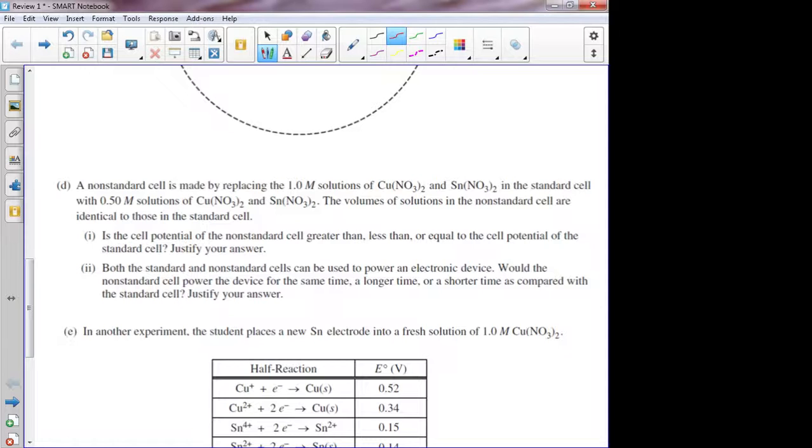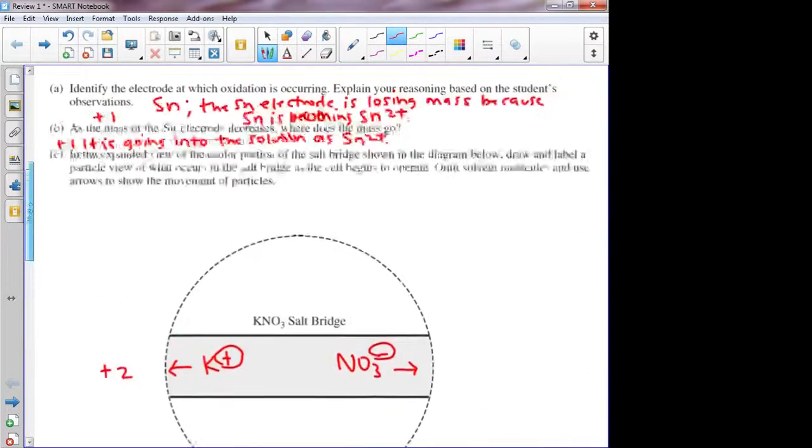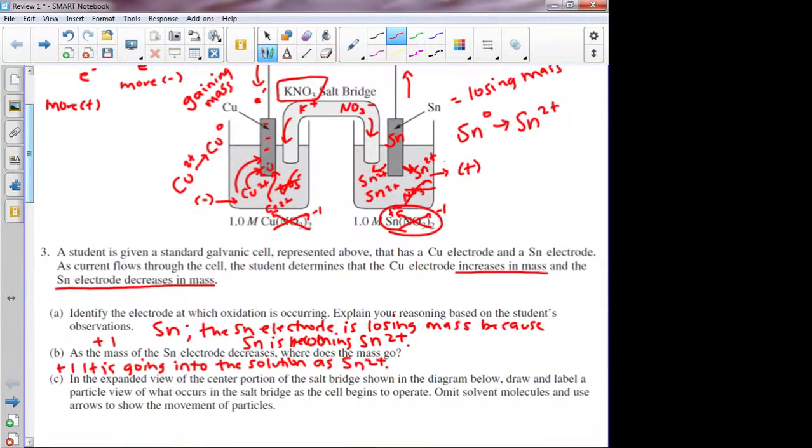D says a non-standard cell is made by replacing the 1 molar solutions of copper 2 nitrate and tin 2 nitrate in the standard cell with 0.5 molar solutions of copper 2 nitrate and tin 2 nitrate. The volumes of solutions in the non-standard cell are identical to those in the standard cell. Before you can begin to answer these questions, you need to know the difference between standard and non-standard. A standard cell just means that both solutions are at 1.0 molar. So notice up here in the original problem, I had 1 molar and 1 molar solutions, right? Do we see that? That's a standard cell.